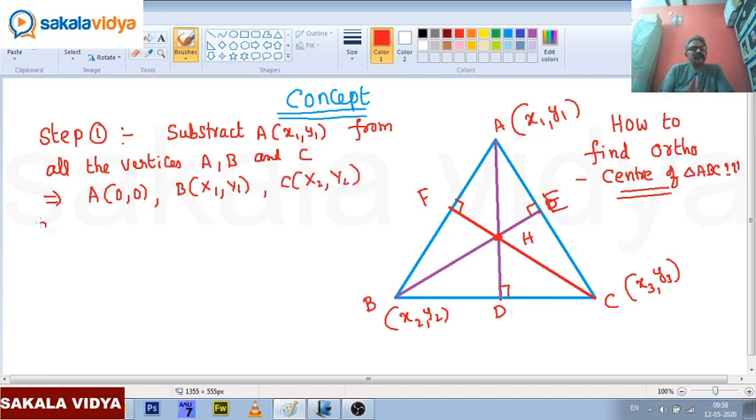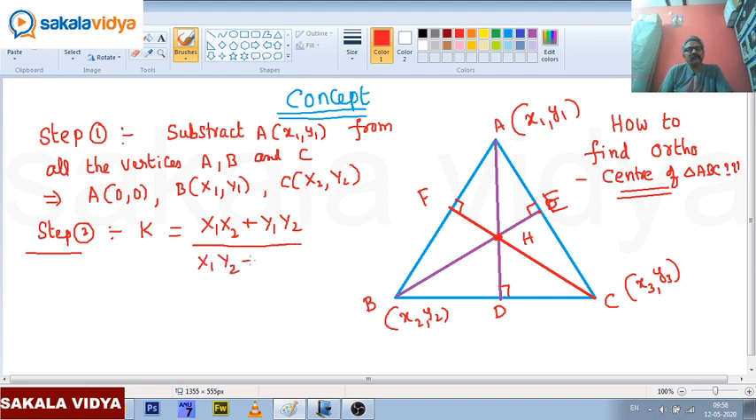Next, step 2. What is step 2? We need to find the K value. What is the K value? I will tell you. That is (X1 X2 plus Y1 Y2) upon (capital X1 Y2 minus capital X2 Y1). You calculate the K value. Now step 3.